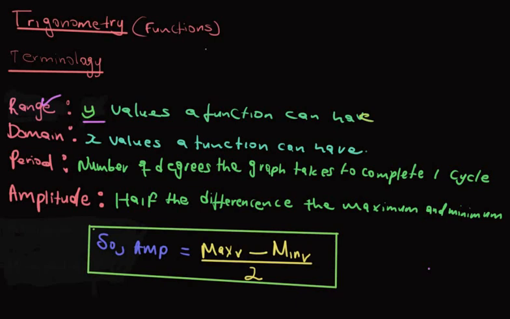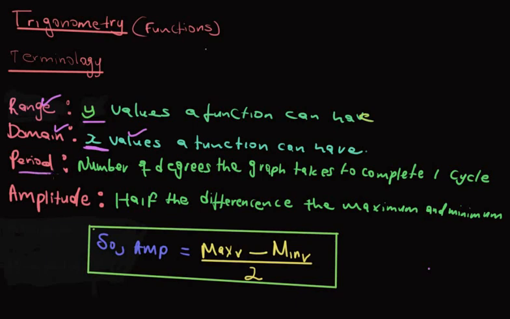It's kind of self-explanatory. For the domain, it's almost the same thing, but the difference is that the domain is concerned with x. So for the domain, we refer to the x values a function can have. That means, what are the x values possible for this specific function? That's what we basically mean.